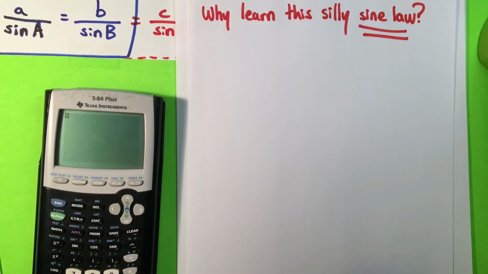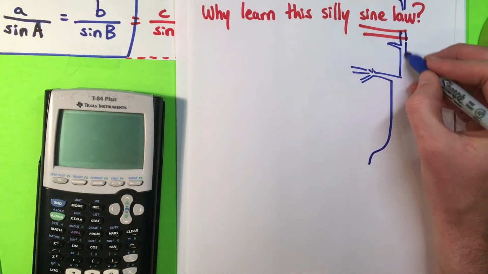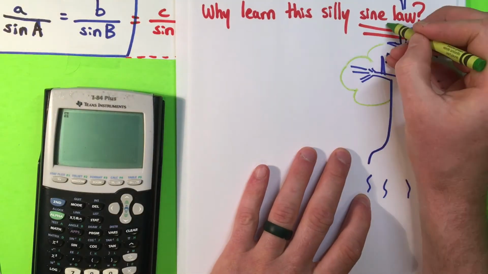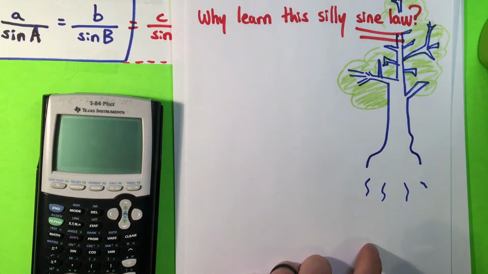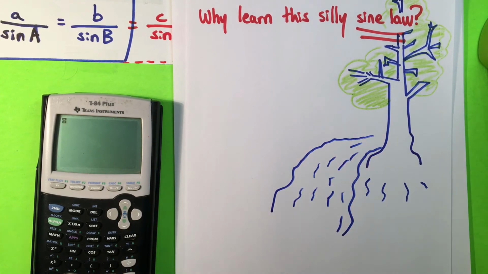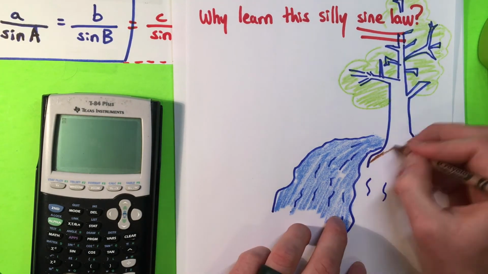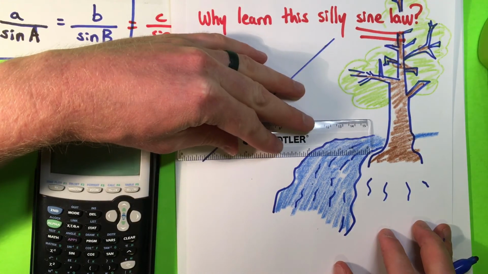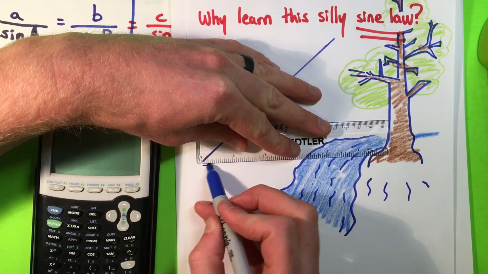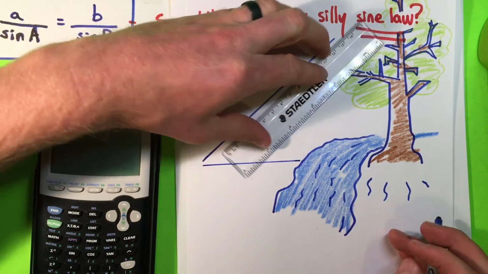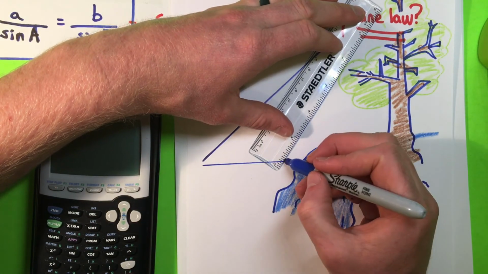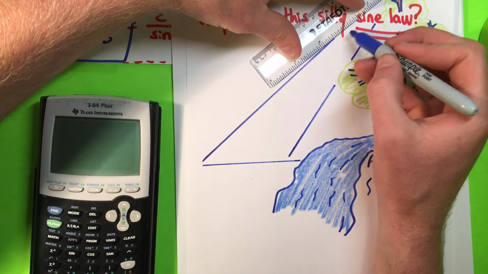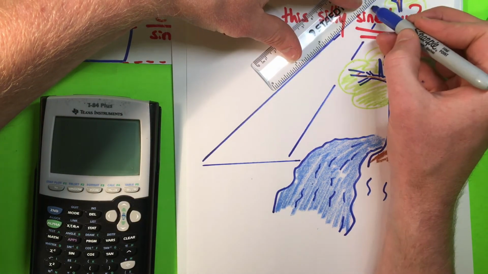Well, one reason here, which is pretty cool, is you could have a tree and then a river, and you could be standing on the opposite side of the river, and maybe you don't know how to swim, so you can't get across, and you want to find out how tall this tree is, because you really have to know. Using sine law, you will be able to find out how tall this tree is without even crossing the river. All you would need is something called a clinometer, which will tell you the angle with how high you see the top of the tree.